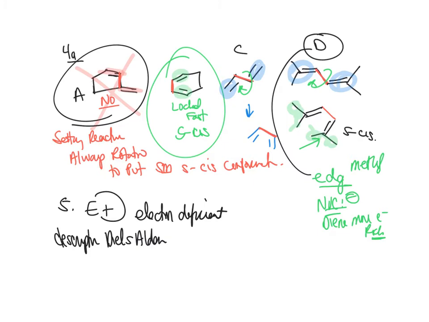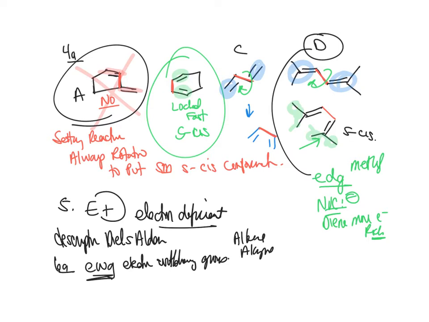And so 6A, what kind of substituent would enhance the electrophilic nature of the dienophile? So you want electron withdrawing groups. And you need to learn your electron withdrawing groups because you're going to need to know them for next chapter anyway. So electron withdrawing groups actually make the dienophile, the alkene or the alkyne, more electrophilic.